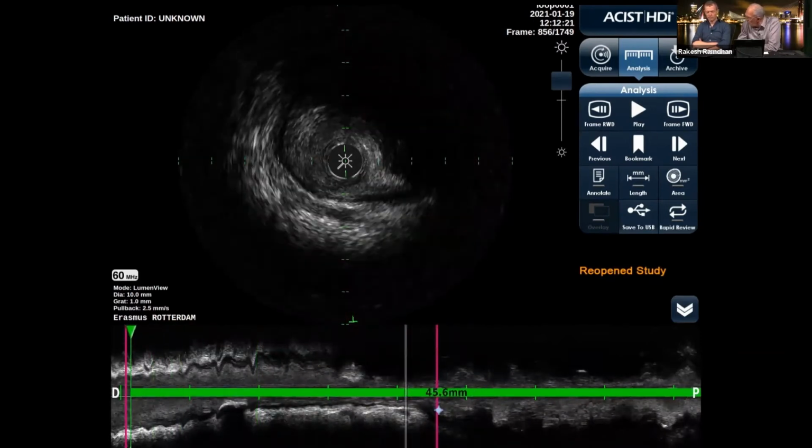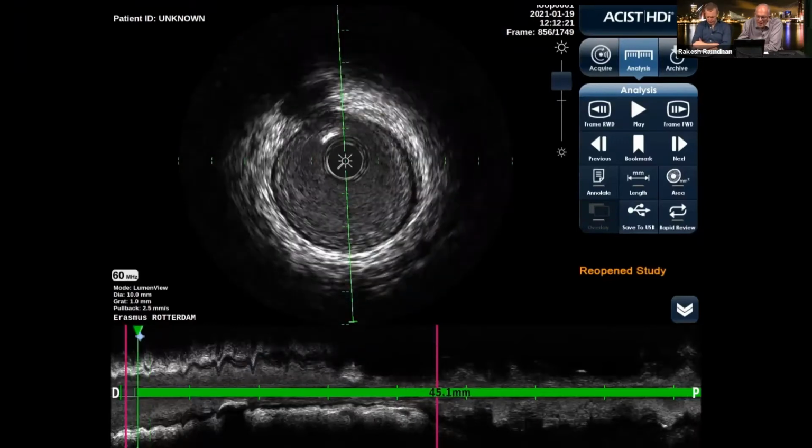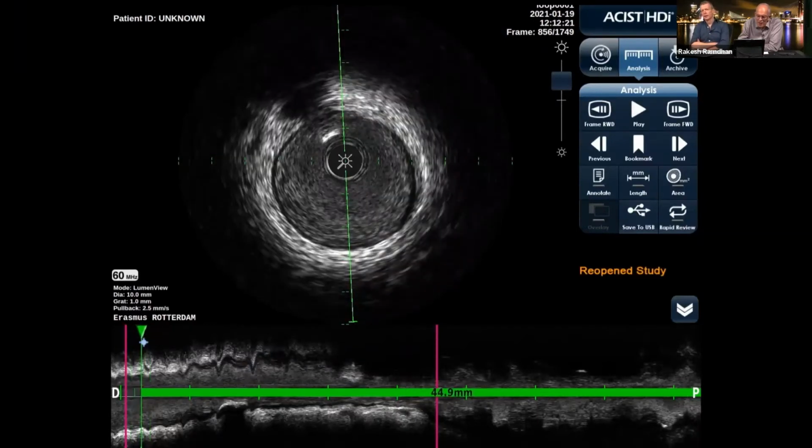45 millimeters. What did they do? In this case, the operator opted for a 4038, which was at that time the longest version of the Firehawk stent we had available, and which we needed to use within this trial. He had some playroom actually.